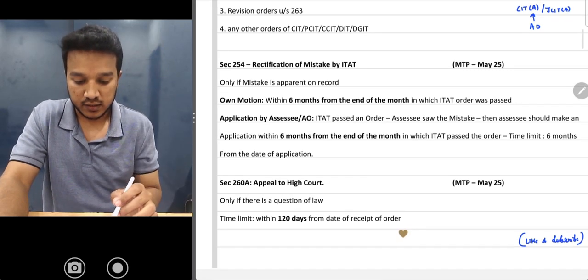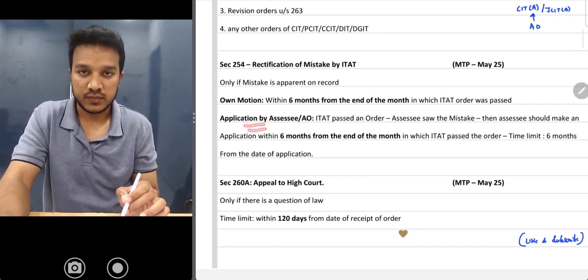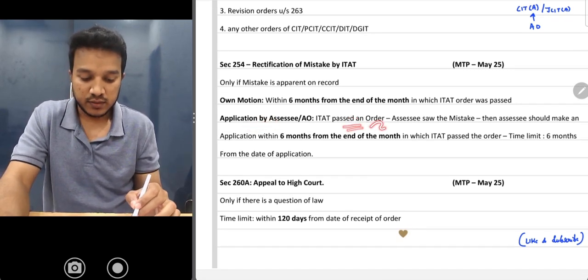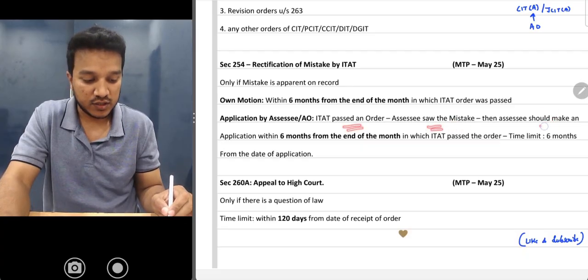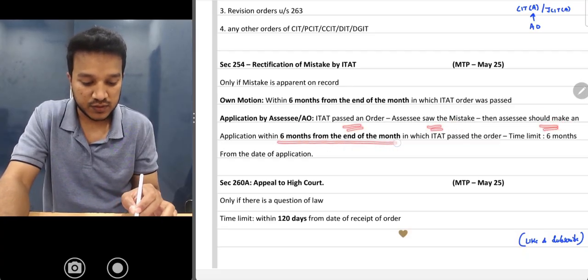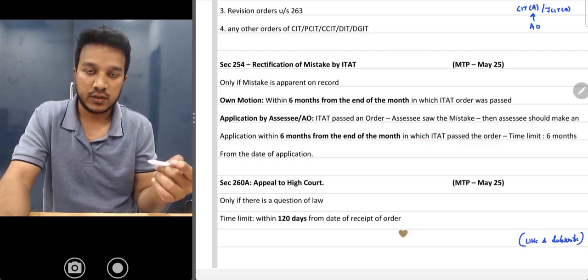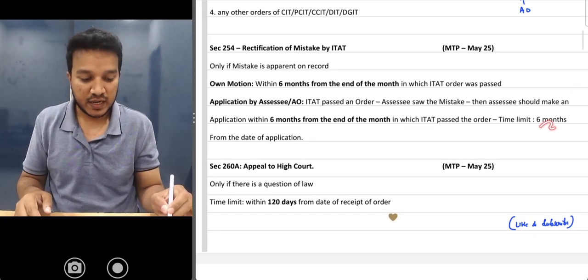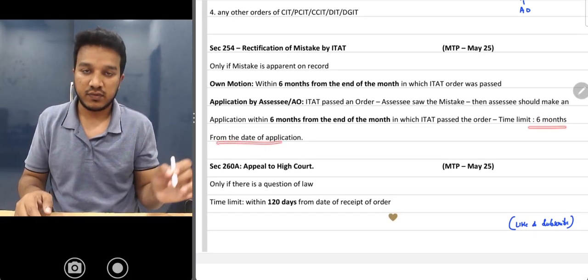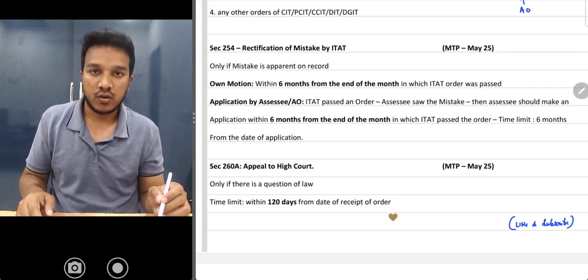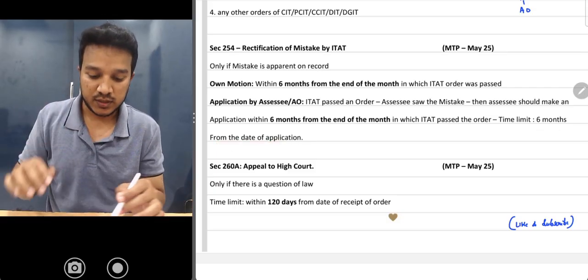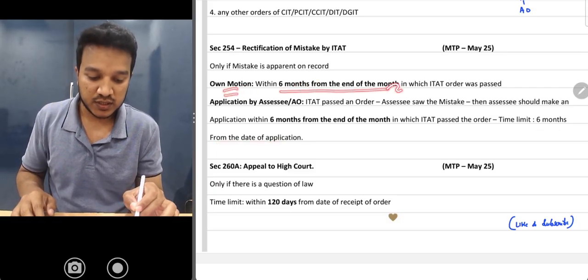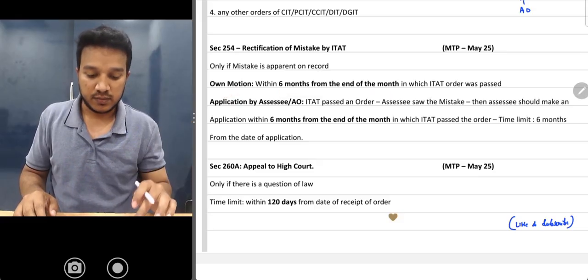If the SSC points it out, then the SSC can make an application. Okay, ITAT passed the order, SSC saw the mistake, and then SSC should make an application within a period of 6 months from the end of the month of passing of the order. After receiving the application, ITAT will have 6 months from the date of application to rectify the mistake. Got it? Originally ITAT has 6 months.